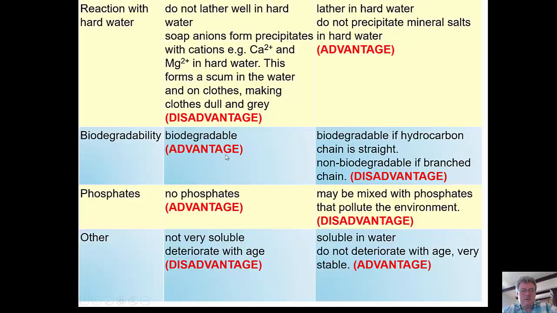Are they biodegradable? Yes, soaps are biodegradable. They have no phosphates, and they're not really soluble. That's a disadvantage. They deteriorate with age. Our detergents, however, are biodegradable if the hydrocarbon chain is straight. If it's branched, they're non-biodegradable. They can be mixed with phosphates that pollute the environment, so phosphates can add to our problems in water quality. We had a look earlier at those phosphates. Phosphates can cause growth of plants and other organisms, and you can go back and have a look at that. Detergents are soluble in water and don't deteriorate with age. They're stable, so they last for a very long time.